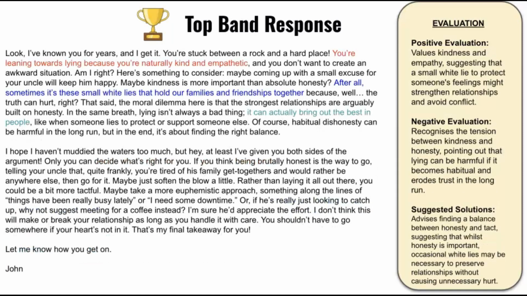And the positive evaluation for the first half values kindness and empathy, suggesting that a small white lie to protect someone's feelings might strengthen relationships and avoid conflict. Negative evaluation, it recognizes the tension between kindness and honesty, pointing out that lying can be harmful if it becomes habitual. So if it becomes the norm and erodes trust in the long run. And suggested solution, it advises finding a balance between honesty and tact, suggesting that whilst honesty is important, occasional white lies may be necessary to preserve relationships without causing unnecessary hurt.